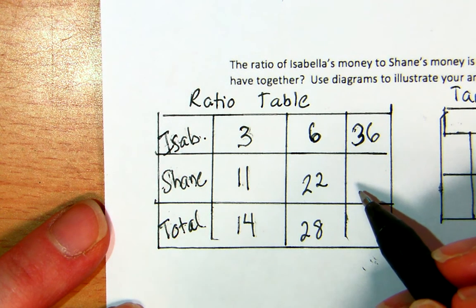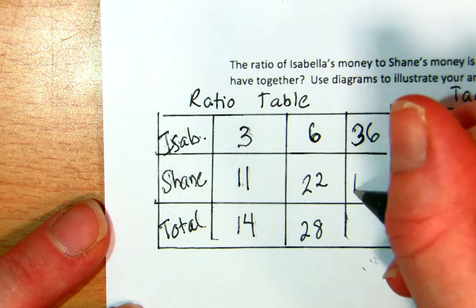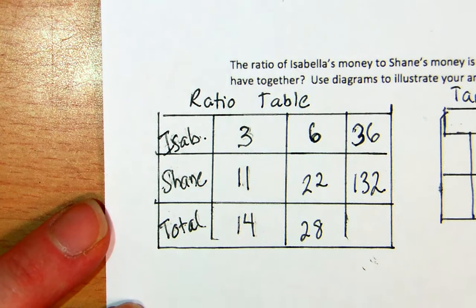20 times 6 would be 120. 6 times 2 would be 12. So that would give Shane $132 in that situation. Now I can very easily find their total, right? Which is what I'm looking for. How much do they total have together when Isabella has $36?